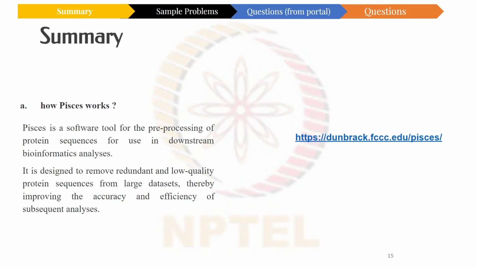Moving forward, we have one more software which is PISCES. This is actually used for curation and filtering of protein sequences in bioinformatics, and it is primarily used for creation of high quality reference data sets for use in sequence similarity searches, protein structure prediction, and other applications in the field of computational biology. This tool works by taking a set of protein sequences and filtering them based on a variety of criteria such as sequence identity, length, and presence of non-standard amino acids or gaps.